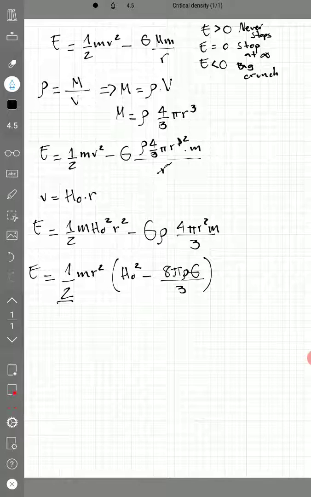Now, here's the thing. The mass of the object, this little mass here, is the mass of the object that we're considering is moving at the edge of that sphere.